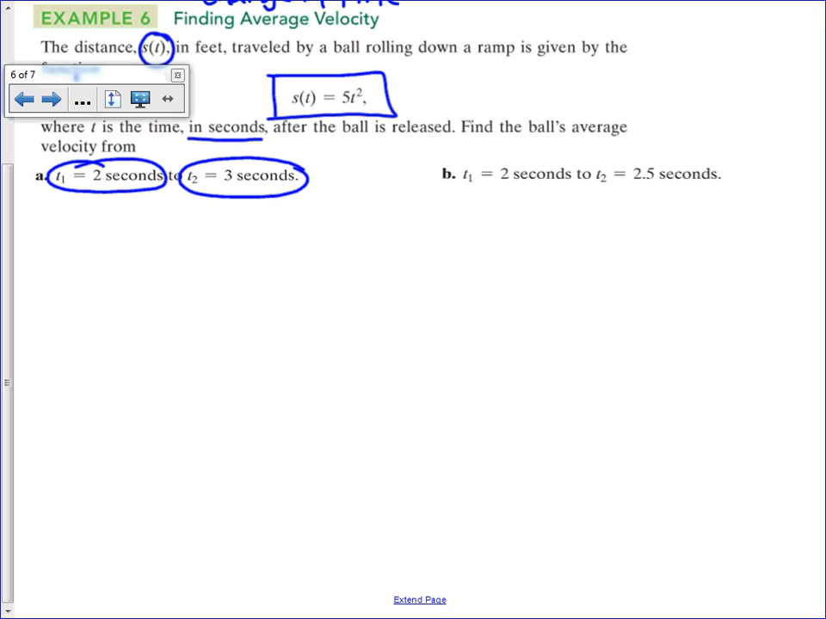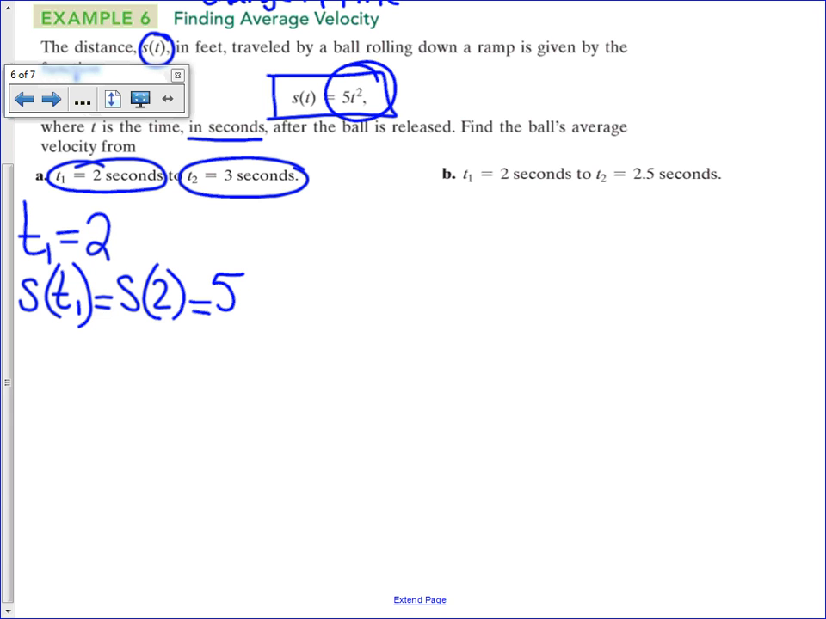Find the ball's average velocity from 2 seconds to 3 seconds. Okay, so we do have two of our independent quantities here, and we also have the equation for it. So to find the position at 2 seconds, which is S of t sub 1, or in other words, S of 2, we're going to substitute 2 into our equation, which is given here, and that will be 5 times 2 squared. Here we will have 5, 2 squared we know is a 4, so 5 times 4 is 20. So we're going to keep that value for later. So that will be the position at 2 seconds.